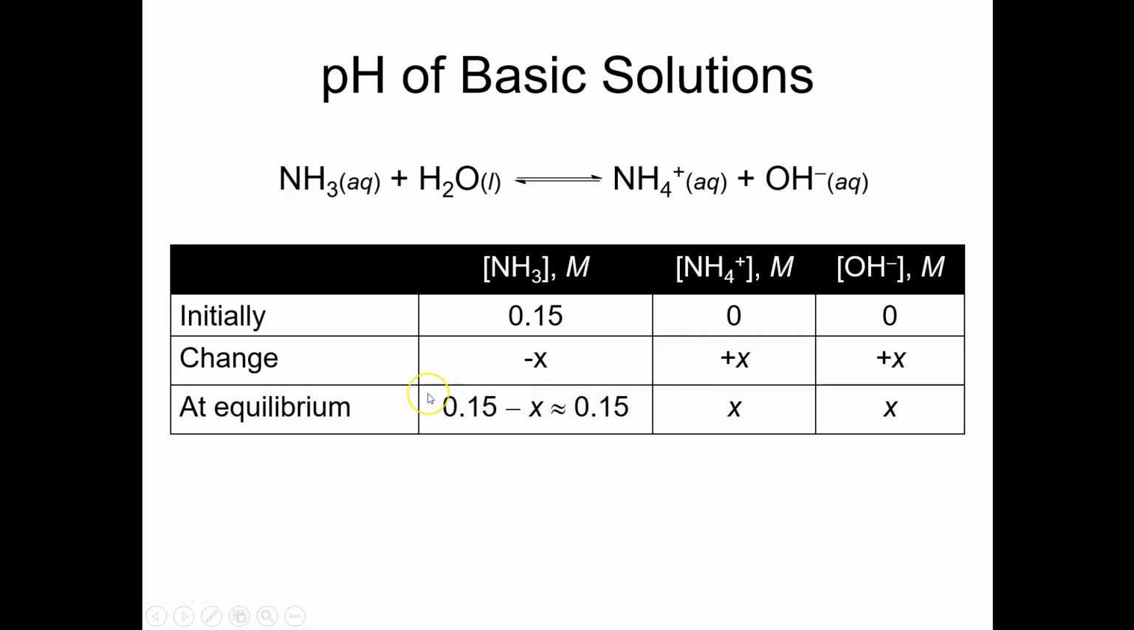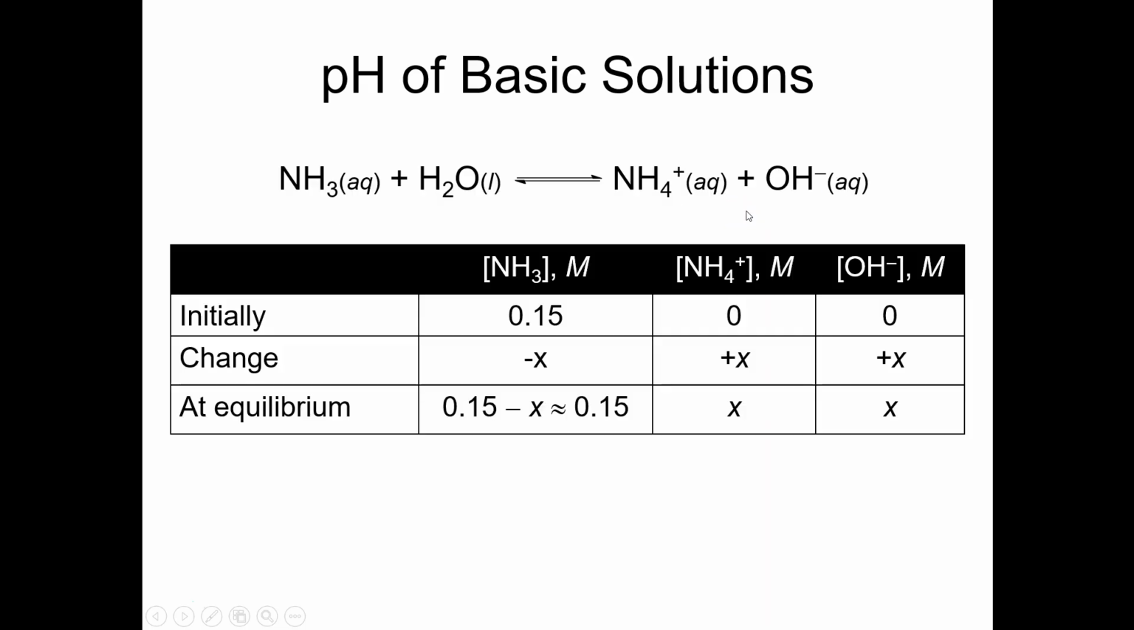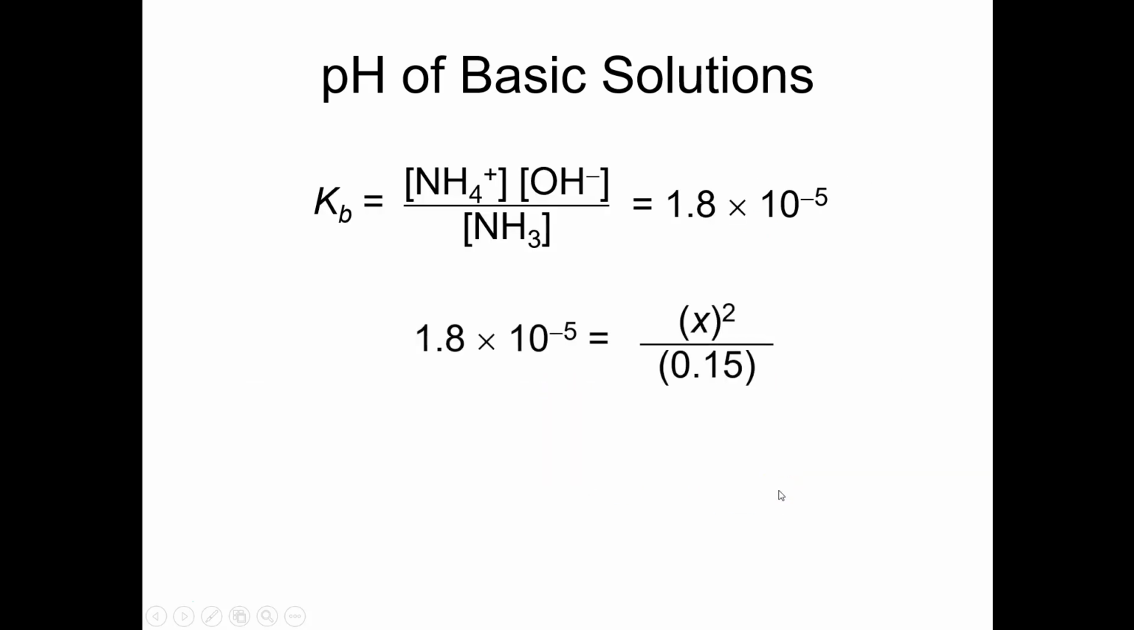And we're going to make that same assumption that X is so small, because again, K is 1.8 times 10 to the minus fifth. So we're expecting X to be so small that it's insignificant compared to 0.15. Therefore, we can make the approximation that 0.15 minus X is essentially equal to 0.15. This again is significant because it allows us to avoid a quadratic equation. Okay, we said that Kb is equal to the ammonium concentration times the hydroxide concentration divided by the ammonia concentration, and is equal to 1.8 times 10 to the minus 5.